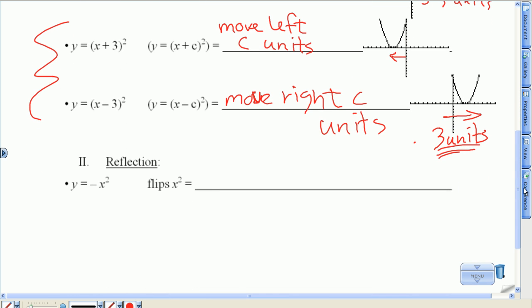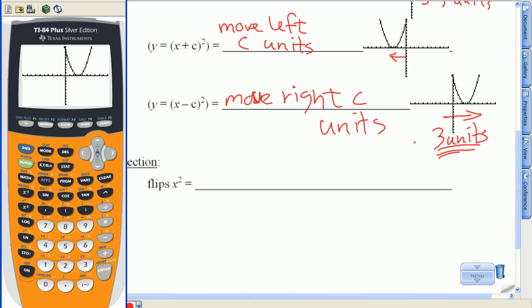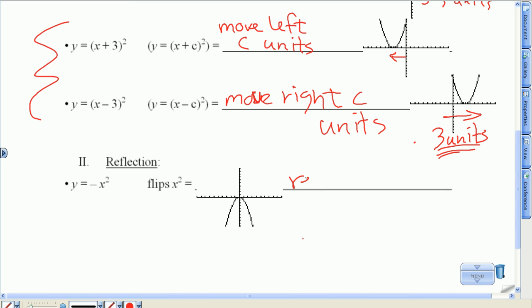Reflection. Now, short for reflection, the short way of saying it is a flip. I'm going to flip the thing over. So if I take my original x squared here and just put a negative sign in front of it, once again, that's not a subtraction sign, it's a negative sign. I'll get an error if I put a subtraction sign there. Take a look at what happens. It goes from a happy face to a sad face. Now, we saw sad curves yesterday. This is going to reflect over the x-axis.